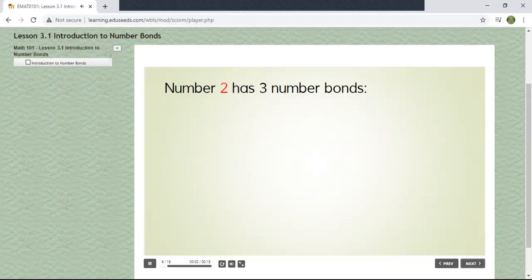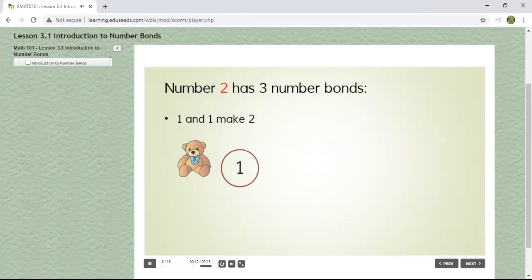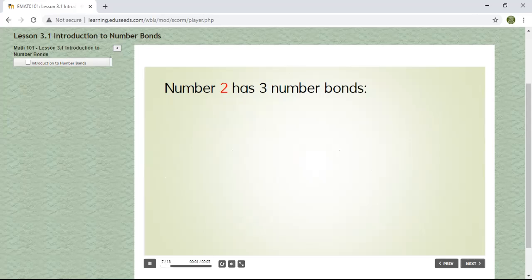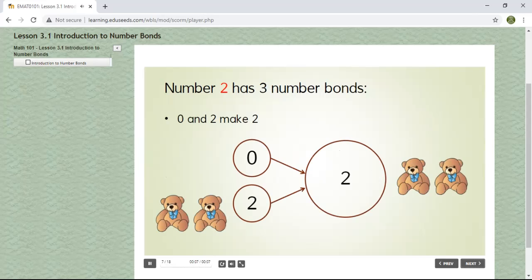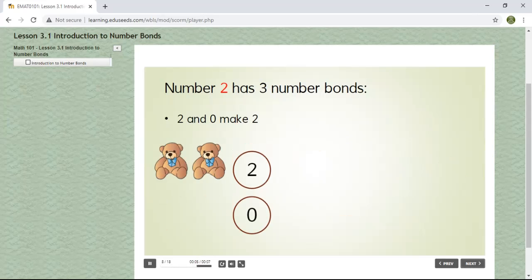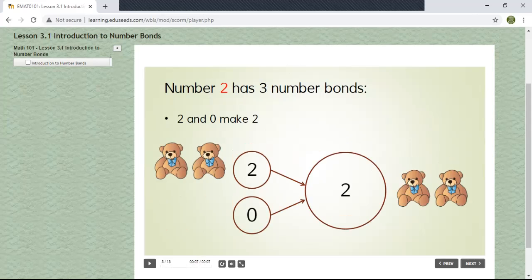There are different number bonds to make 2. Number 2 has 3 number bonds. 1 and 1 make 2. Zero and 2 make 2. Two and 0 make 2. See? 2, 0 make 2.